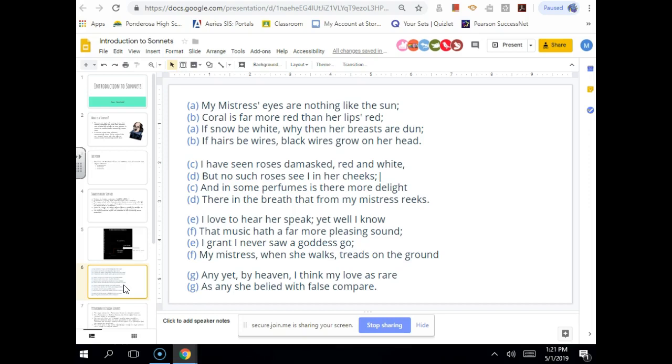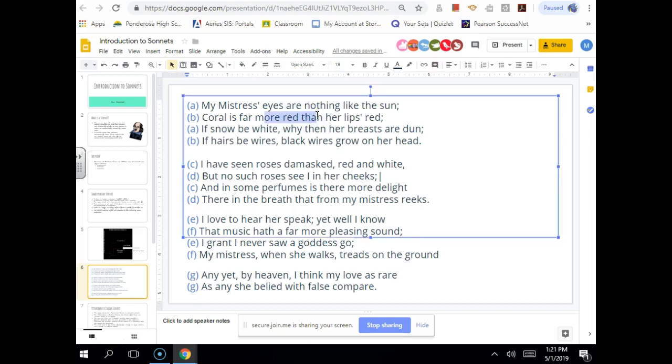Okay, so is this like a nice poem? No. What's he doing? He's insulting her a lot. He's almost insulting her, right? He says coral is far more red than her lips, so her lips are not as pretty as coral. And if hairs are wires, black wires grow out of her head. He talks about her breath being stanky. He talks about how he doesn't see roses in her cheeks.